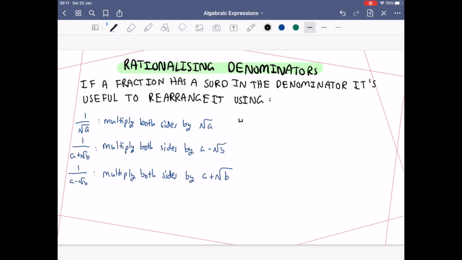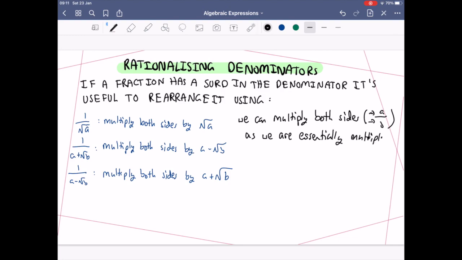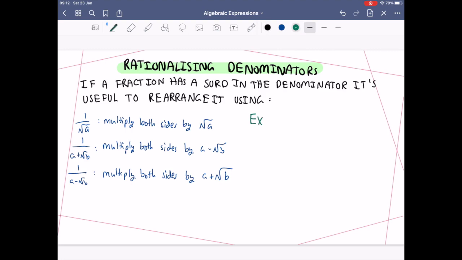And why can we multiply the numerator and the denominator by the same value? Well, really, if you think about it, we're actually just multiplying by 1, and there's no harm in this. So this is why it allows us to do this. So now let's go over some examples.